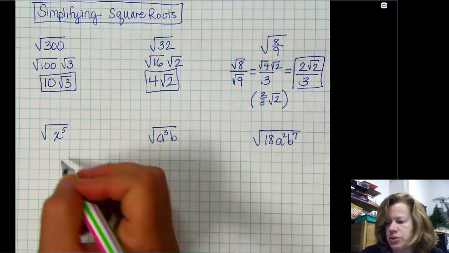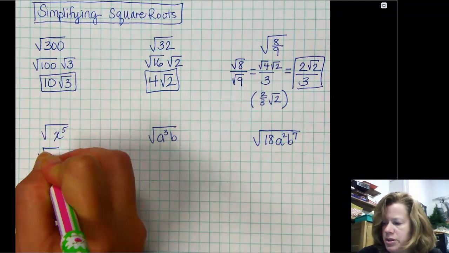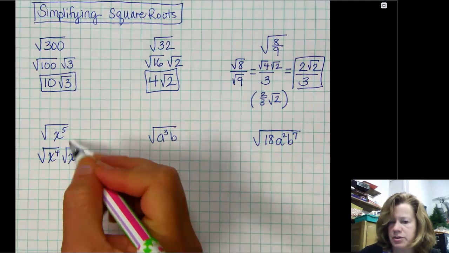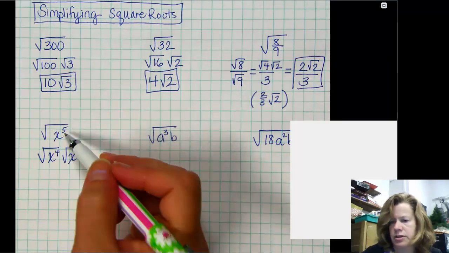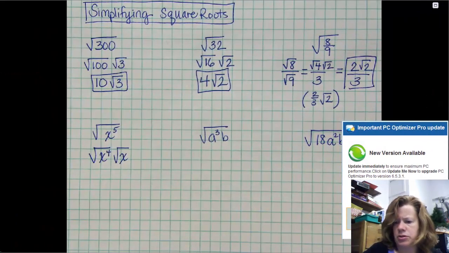If you take the square root of x to the 5th, I'm going to subtract 1 from 5, and rename this x to the 4th times x. X to the 4th times x to the 1st, we just don't write that, is x to the 5th.